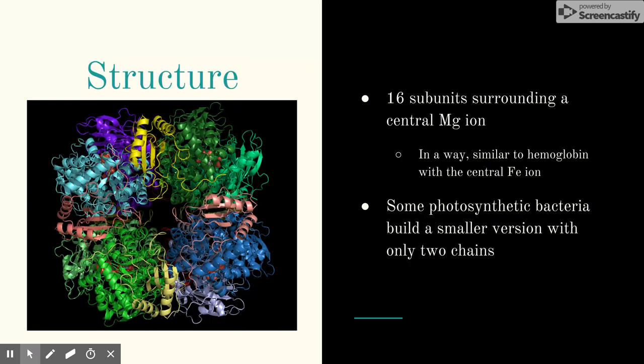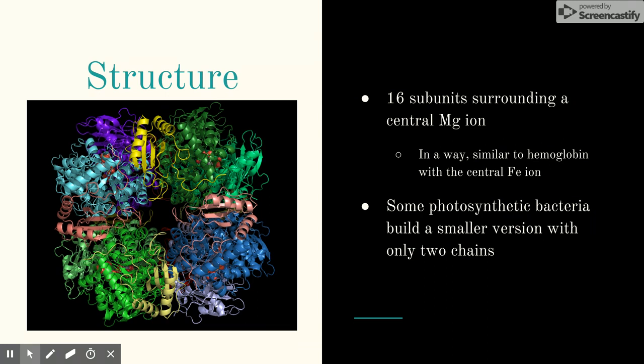As mentioned in the previous slide, RuBisCo is formed of 16 subunits. These subunits form surrounding a magnesium ion, in a way similar to how hemoglobin forms around an iron ion. The active site of RuBisCo is arranged around this magnesium ion, but this active site is very large, meaning it can bond to both the carbon and the oxygen in carbon dioxide, which can result in an issue for the Calvin cycle.